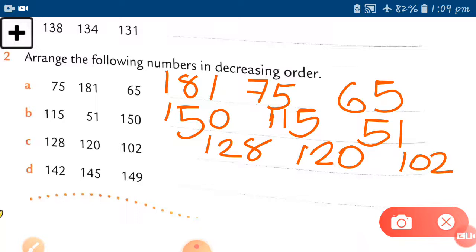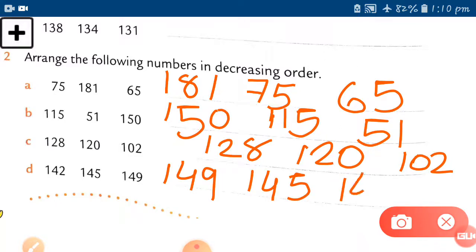Okay, so let's take number D. Here we'll take first 149, then we'll take 145, and then we'll take 142. Okay, so this is the answer now, and please note it down so you can write it down. This is your textbook exercise. You have to write this down in your square line book. Okay, so it will be easy for you.